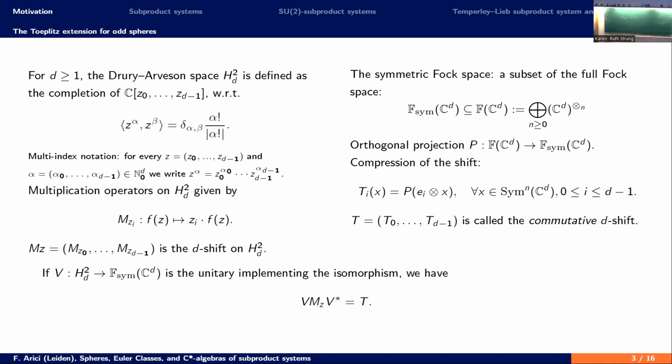And it turns out that these two Hilbert spaces that I wrote, the Drury-Arveson Hilbert space and the symmetric Fock space, are actually unitarily isomorphic.